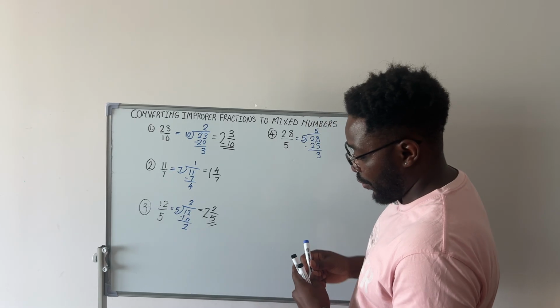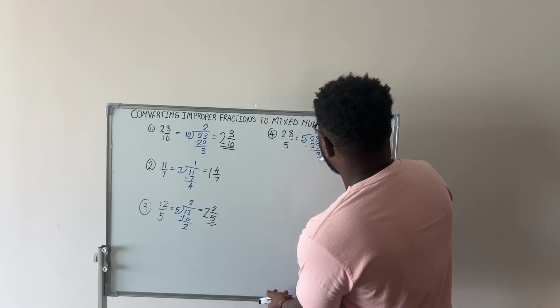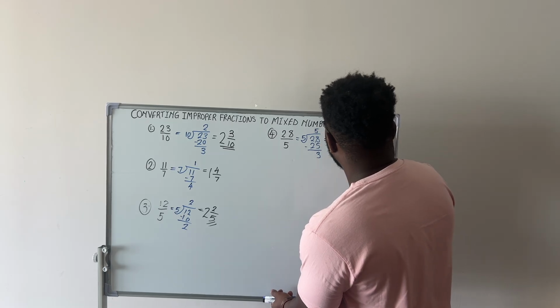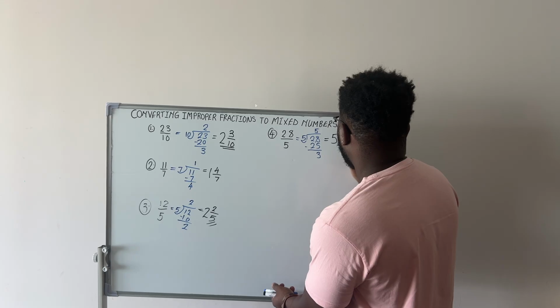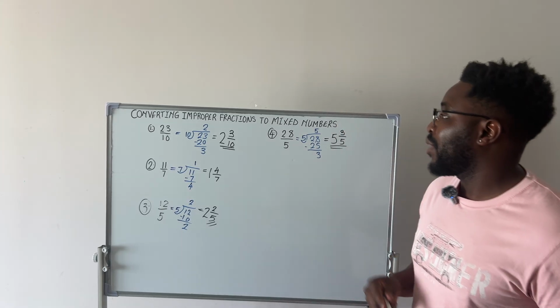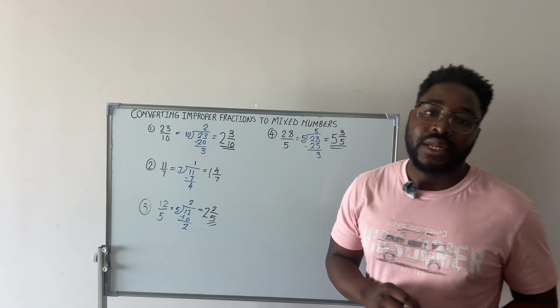So therefore, our mixed number will be 5 as a whole number. And then the remainder, the 3, will be the numerator. And we just keep the denominator, the 5. So we have solved this question over here, or rather, we have converted this improper fraction into a mixed number.